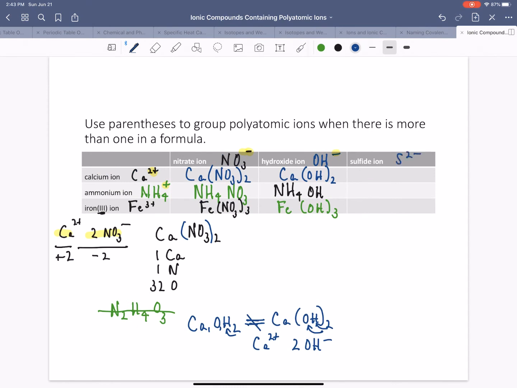Okay, 1 calcium, 1 sulfide. They come together in a 1-to-1 ratio. Ammonium, we're going to need 2 ammoniums because ammonium has a +1 charge. So 2 ammoniums plus 1 sulfide. Because this is a polyatomic, we have to put brackets around it and put the 2 here.